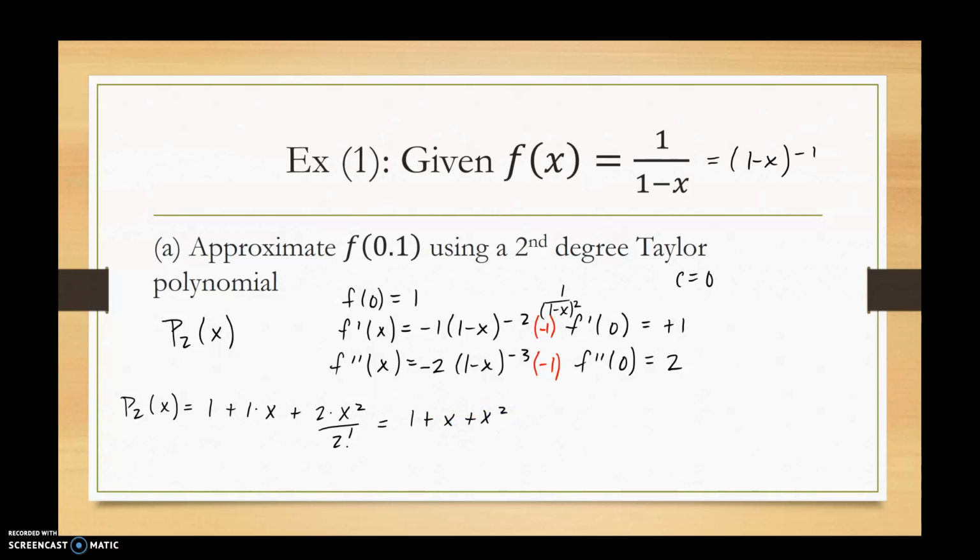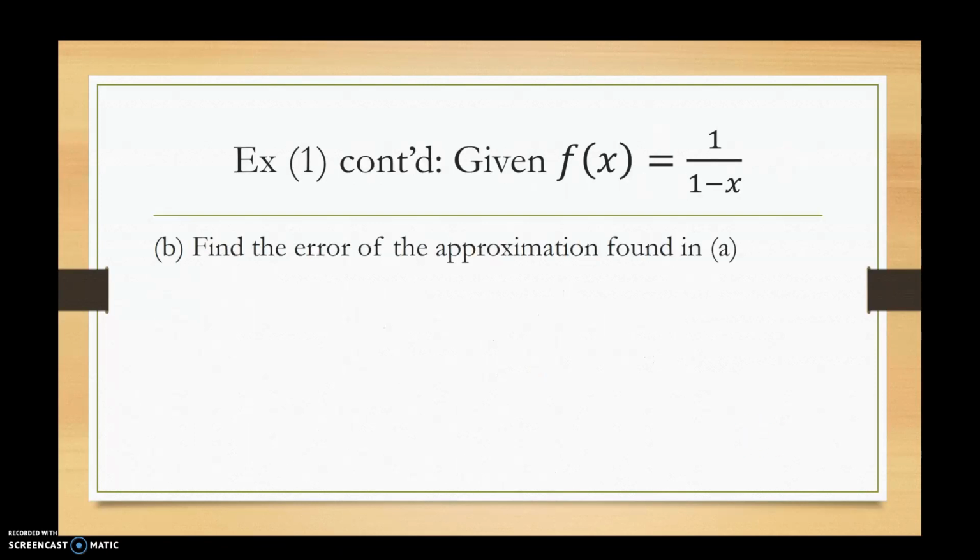So then to approximate f of 0.1, plugging 0.1 into my second degree polynomial, and you'll get this to be 1.11. So that would be my approximate value. So that approximates f of 0.1. Okay, so in part B, find the error of the approximation.